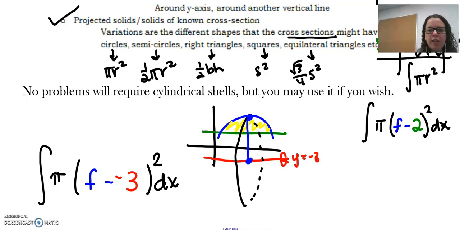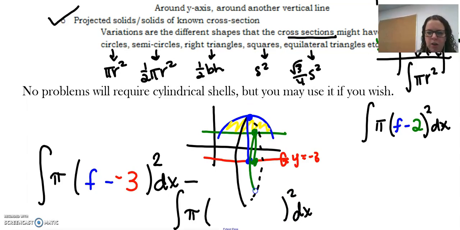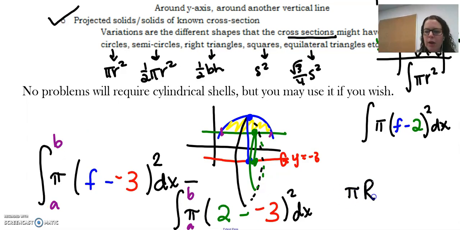So I need to then subtract off the integral pi of little r squared. So little r squared here is going to be from this green line down to my axis of rotation, those circles. So that's going to be 2, was my green line, minus that -3. All of these then would be going from your intersect points A to B. But our concept there was pi big R squared minus pi little r squared dx.